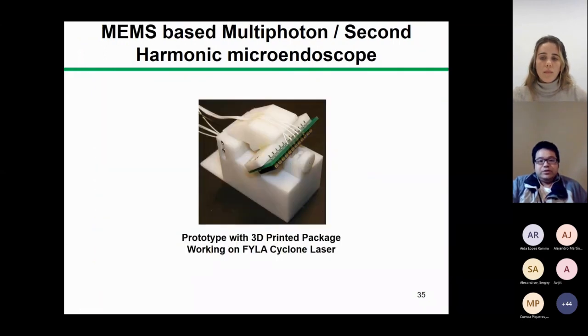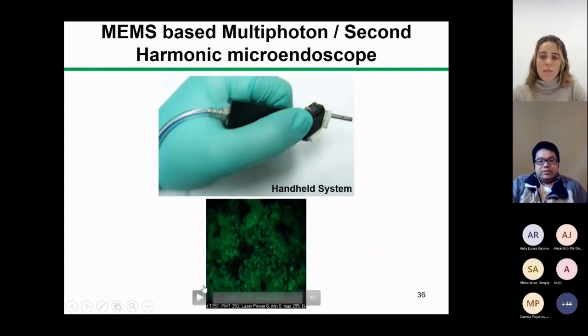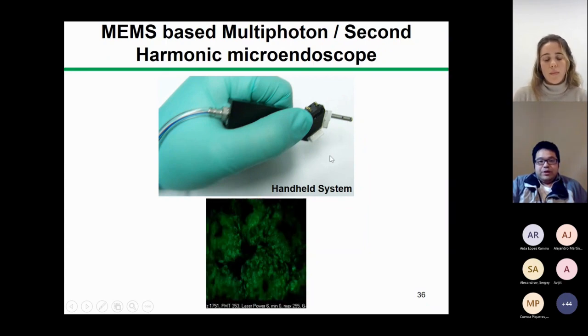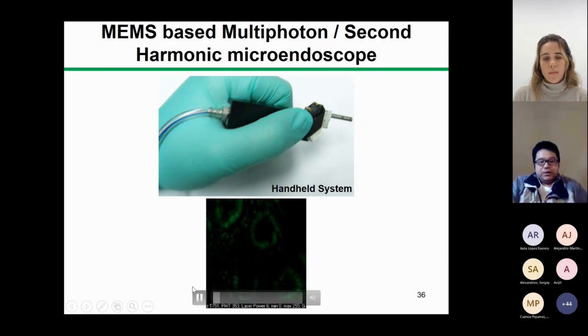And this is a miniaturized system. We use a 3D printed holder to assemble the MEMS scanner to get a miniaturized system. We also have a handheld system that is used for clinical applications, for example head and neck or oral, so you can see the nuclei in the tissue.